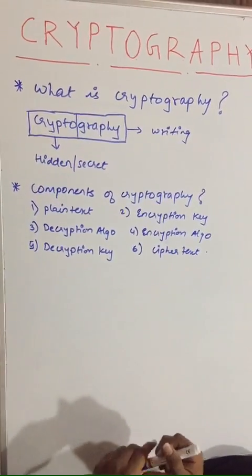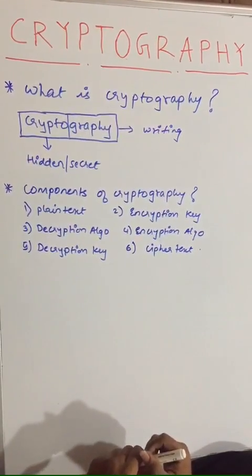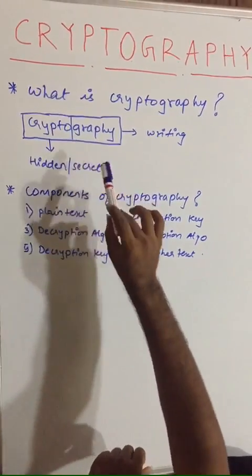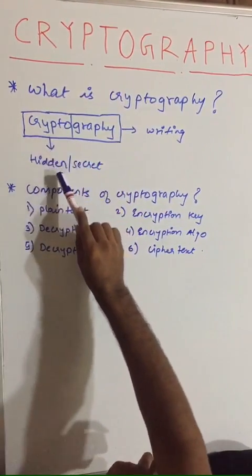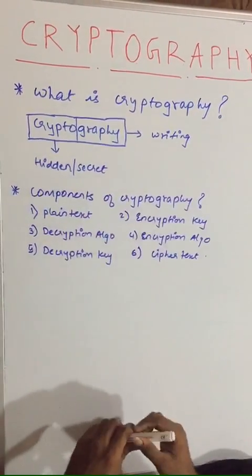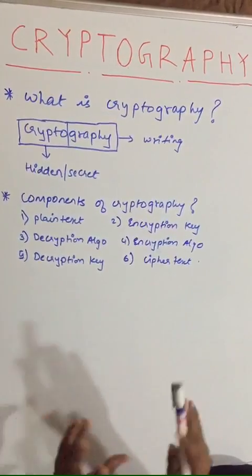So the answer to the question, what is cryptography? If we divide that word in two parts, that is crypto and graphy. According to Greek, crypto means hidden or secret and graphy means writing. So it makes sense: hidden writing or secret writing.